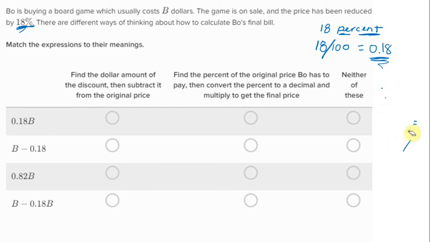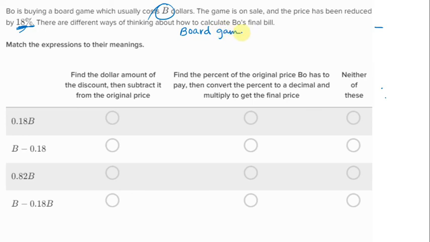All right, let's take a look at this problem. Bo is buying a board game which costs B dollars. I'm going to just translate. So board game, the cost of the board game is B. But the game is on sale and the price has been reduced. So we need to think, is this B going to become a bigger number or a smaller number? Well, the price is being reduced, which means that we're going to subtract something from it, or we're going to add a negative of something from this B.